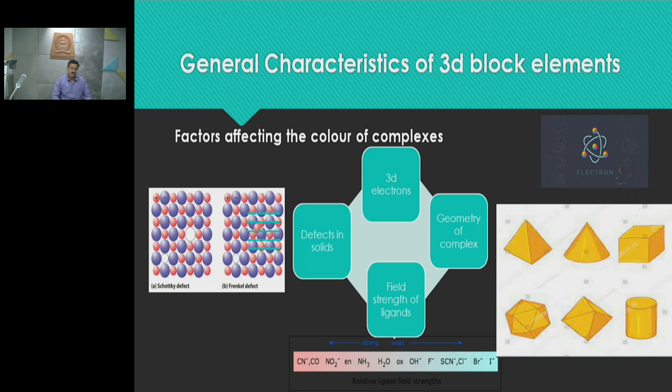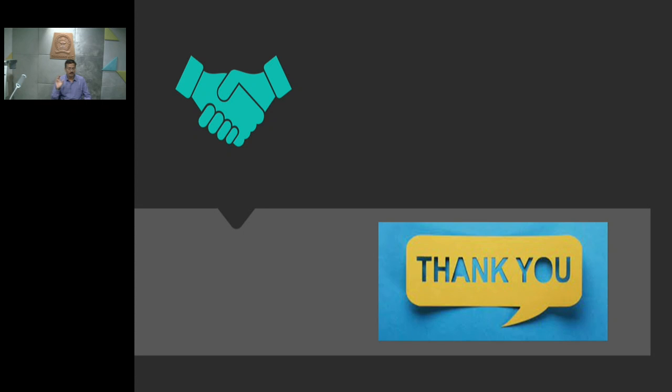The next one is defects in solids. Defects like the Schottky defect, Frenkel defect and color centers also play a major role in different coloration. So these factors are mainly responsible for the color of the complexes.